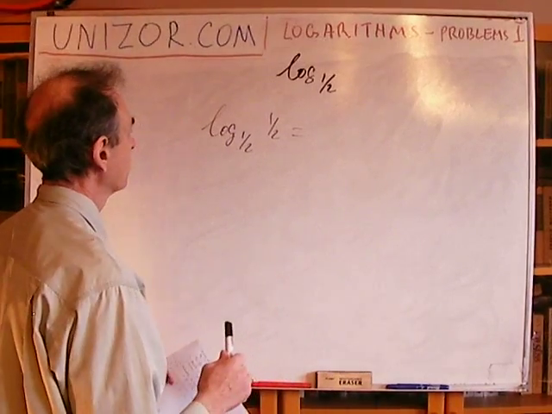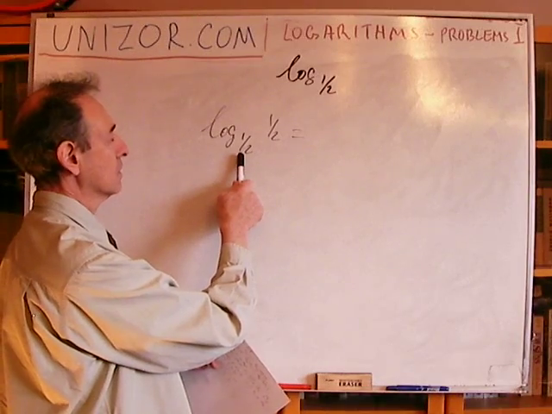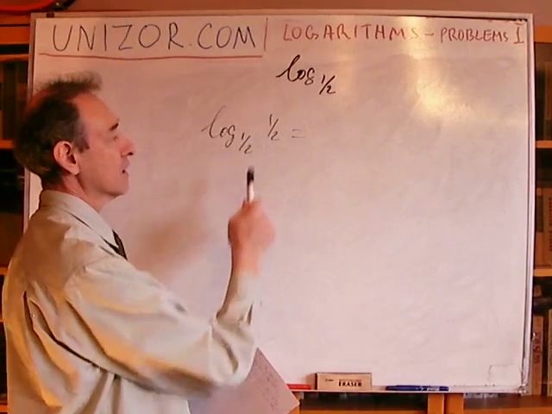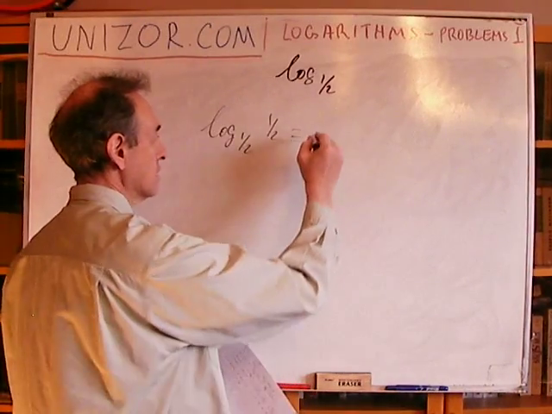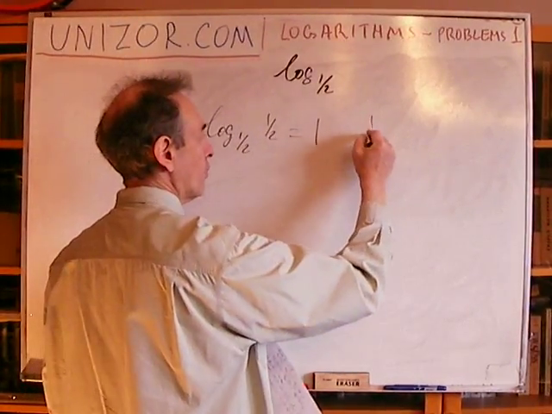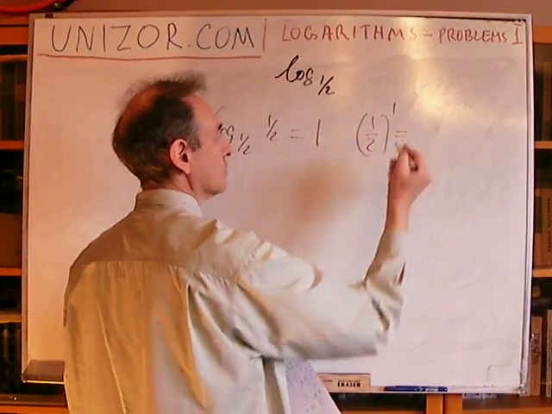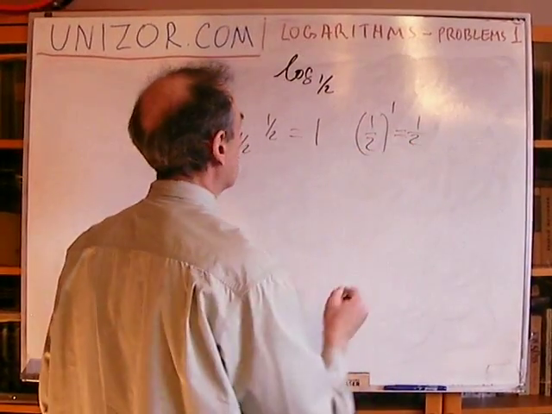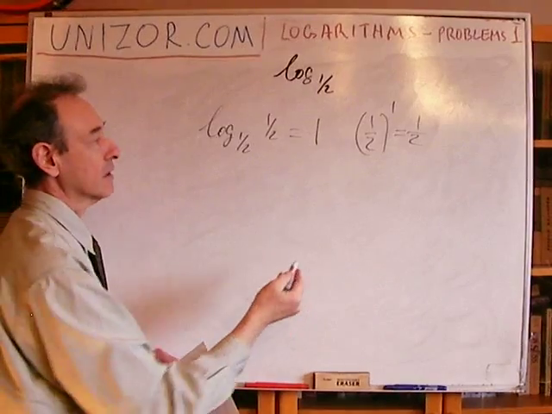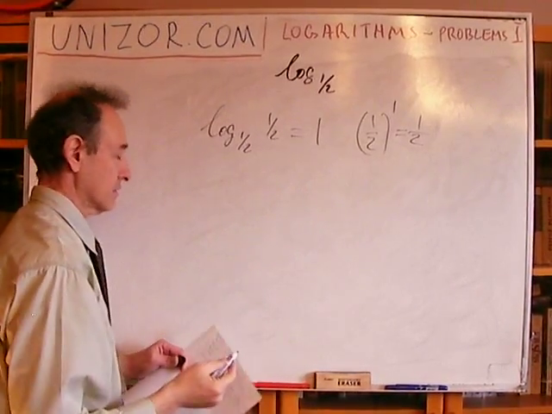Just a little. Now, which power should I use to raise 1/2 to get 1/2? Well, obviously, in this case, it's an easy answer. It's 1. Indeed, just checking, 1/2 to the first power means it's just by itself, so it's 1/2. So this is correct. Since this is correct, and this is equivalent to this, then this is correct.